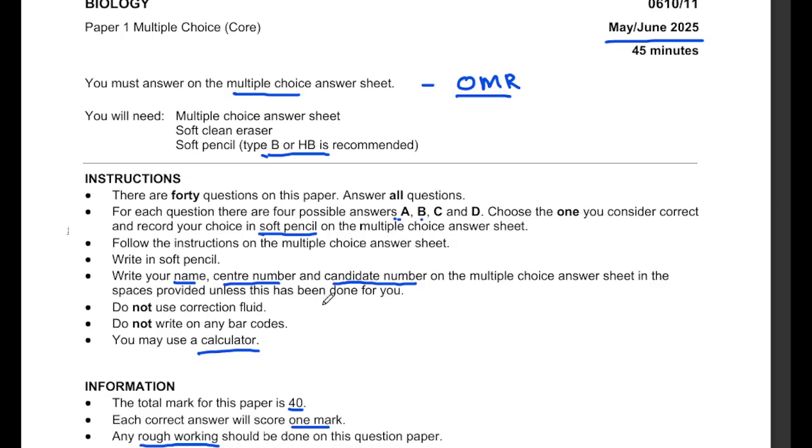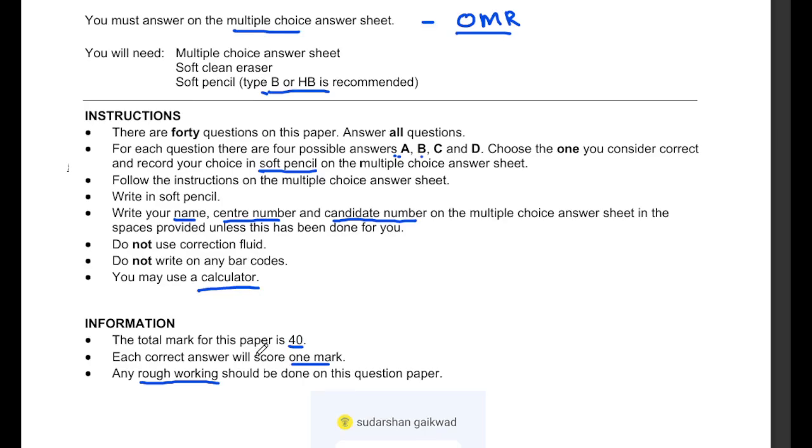Do not use any kind of correction fluid over the OMR sheet. Do not write anything on the barcode, and you may use the calculator whenever required. The total marks for the paper is 40 marks and each correct answer will score 1 mark. You can do the rough work on the blank page.